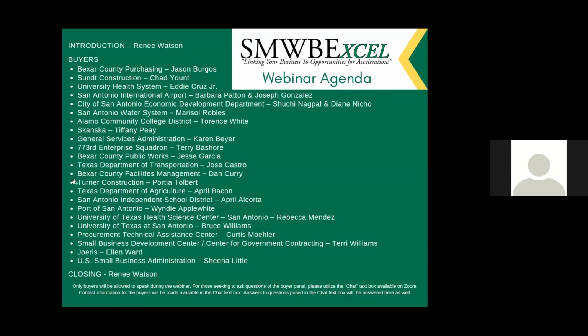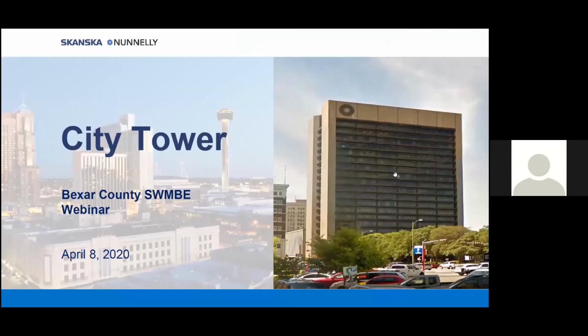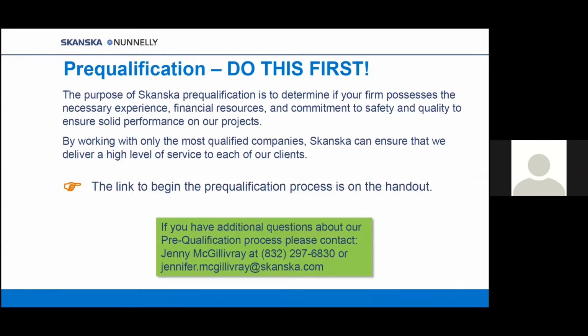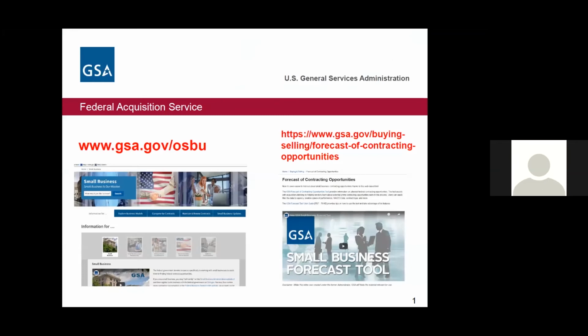Okay, great. So I have a couple of slides, but there's so much information that's out there that I gave you some websites. So first off, I'm Karen Beyer. I'm the Customer Service Director for General Services Administration here in San Antonio area. And for those of you that don't know, GSA is a federal agency that provides centralized procurement for the federal government. And we also provide facilities for our federal agencies' use.